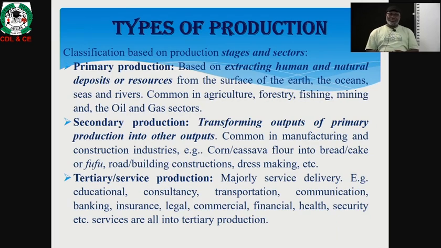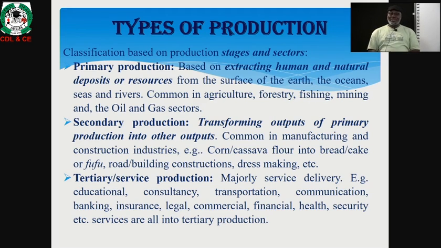Normally, when you say production based on stages, there are three different types: the primary production, secondary production, as well as tertiary or service production. Primary production mostly are based on the ones where you extract human or natural deposits or resources. Why I have to include human or natural deposit is that for human, you plant crops. And so when you plant these things, you need to extract them from the soil. So that's primary production. And so we have so many natural deposits on the surface of the earth that we also extract. So this is primary production.